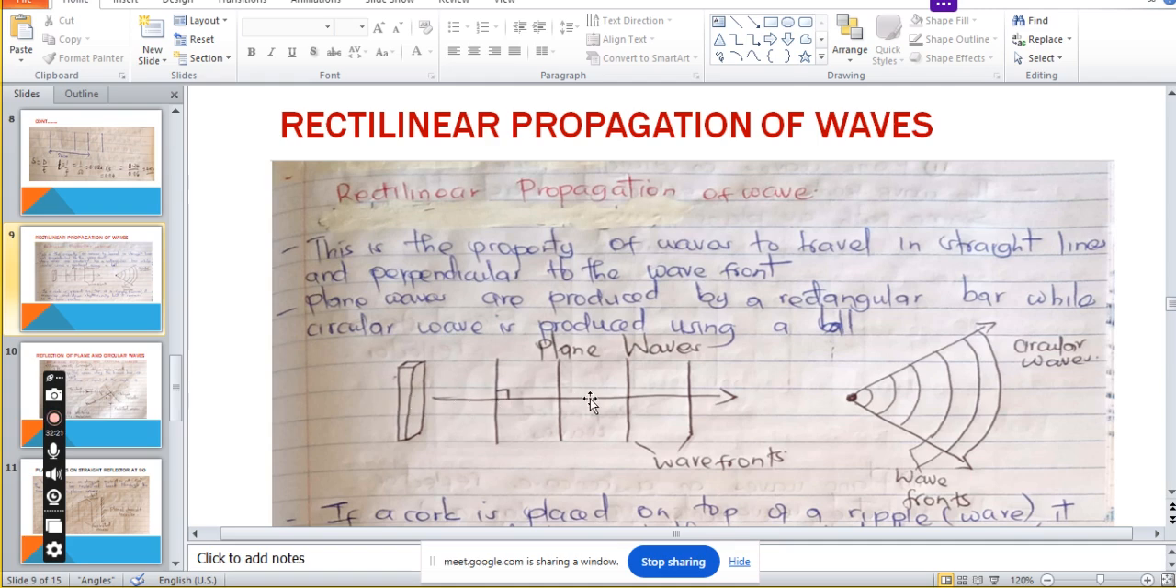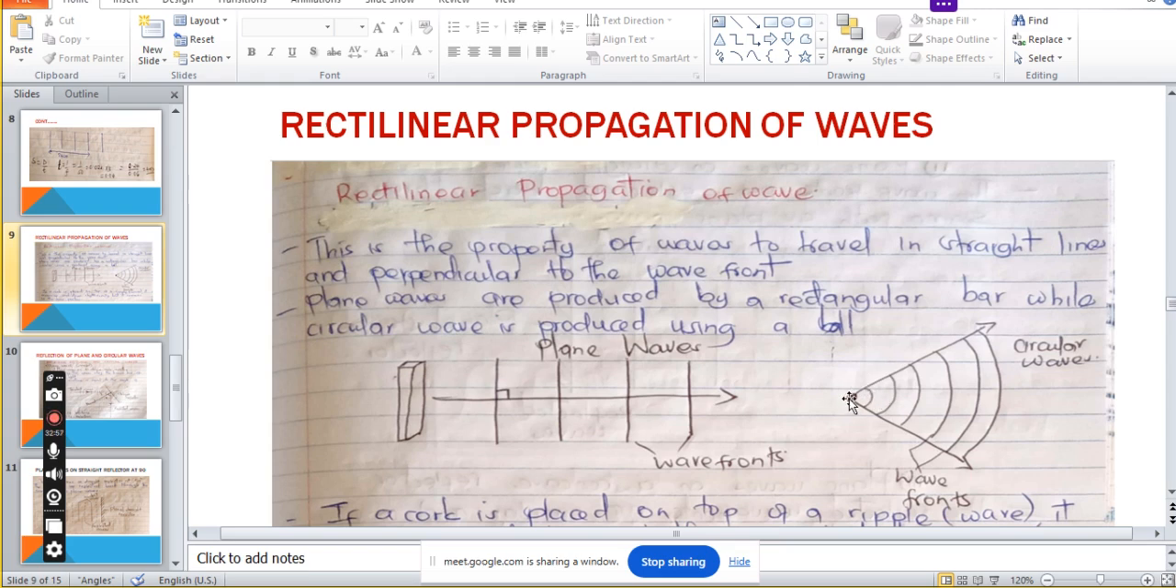These straight ones are what we call the plane waves. So as these waves move, you can see they are moving along a straight line. So there is this path which has been drawn, which is straight. So it means that these waves are moving along a straight path. So that's what is called rectilinear propagation of wave, meaning that wave can only travel in a straight line. Just like the way we were talking about rectilinear propagation of light in Form 1, where we said light can only travel in a straight line and it cannot go round, okay?